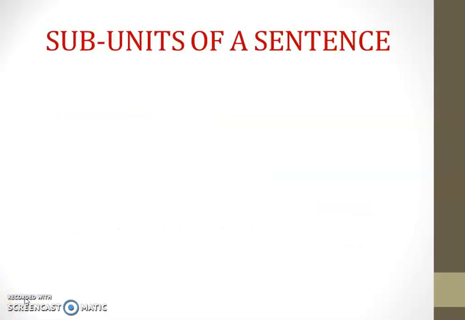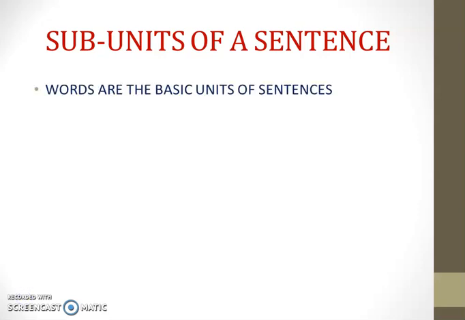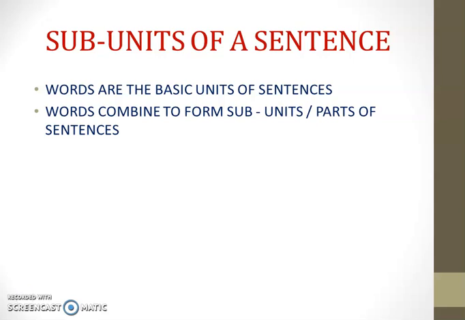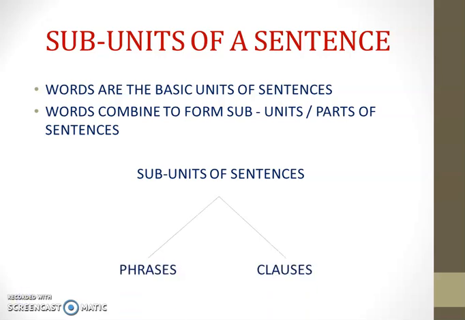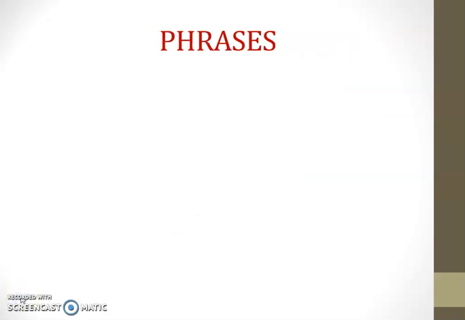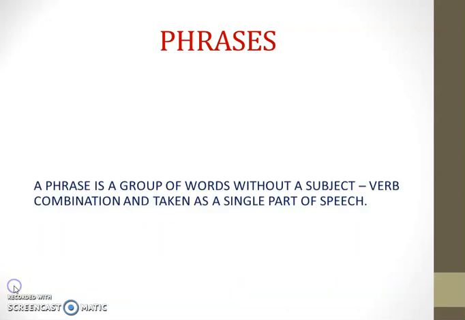So as I told you, we are talking about the subunits of a sentence. Words are the basic units of sentences. Words combine to form the subunits or parts of sentences. And the subunits of sentences are classified into two, that is, phrases and clauses. Initially, we are going to deal with phrases. Let's take a look at the definition of a phrase.